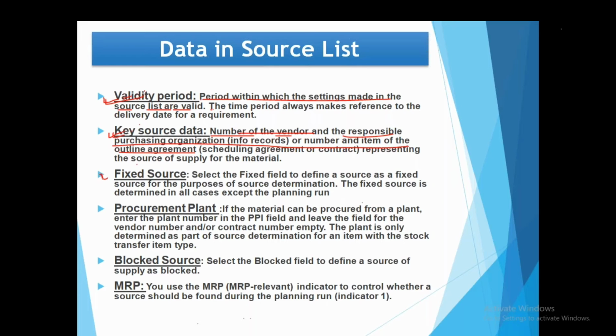Now, fixed source I'll tell you at a later point of time, and there will be a procurement plan. This also I'll tell you at a later point of time. There will be a blocked source. Blocked source means among those vendors, after a certain period you want to block one source. That means you don't want to do procurement from that vendor, then you can do it as a blocked source.